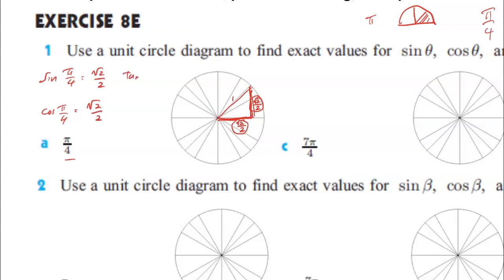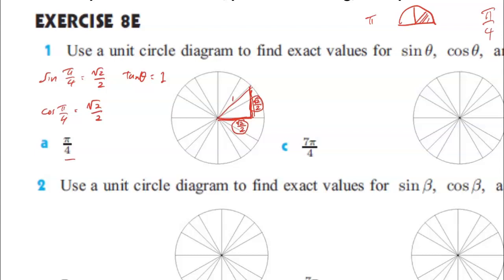Last of all, tangent of theta. Remember, tangent of theta is just the sine value divided by the cosine value, or we could say the opposite over the adjacent. So it's the same number over the same number, so that's equal to 1. And that's it for pi over 4. Let's do 7 pi over 4.